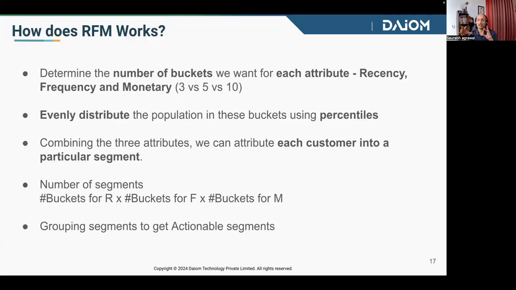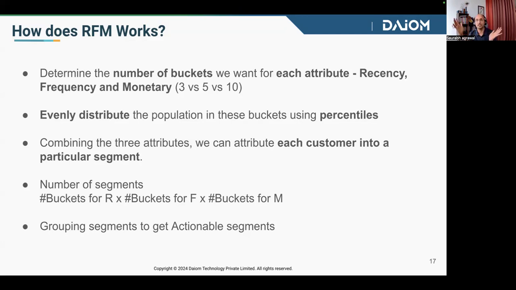Okay. So how does RFM work? RFM works in a very simple way. You take the recency, frequency, and monetary buckets and divide them into 3, 5, or 10. Three could be low, medium, high. Three for recency, three for frequency, and three for monetary, and then you evenly distribute.